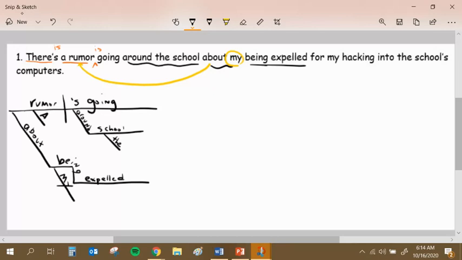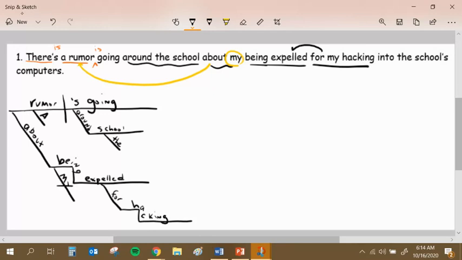Then to continue on, we have another prep phrase, for my hacking. Well, I'm being expelled for my hacking. So it tells me why. And I think that fits really well underneath the verb part because it tells me why I'm being expelled. So I'm going to come down with for, kind of a wavy line there. And once again, here's my gerund because I'm hacking. I can already tell that I'm going to run out of room. So we'll have to be creative.